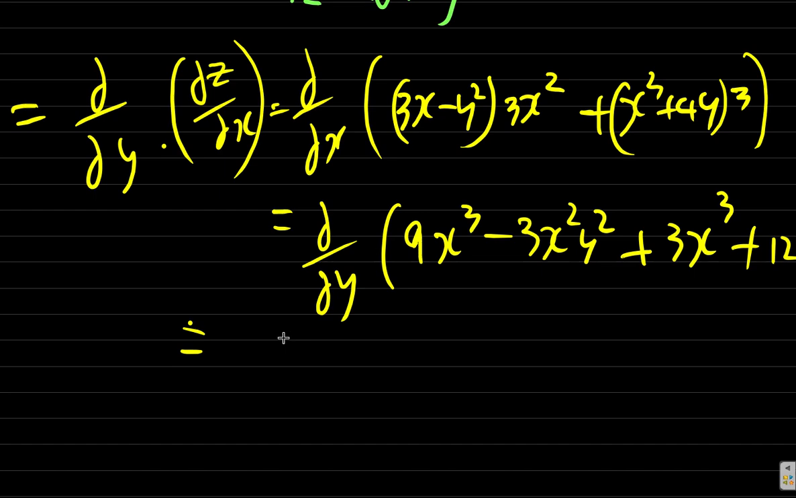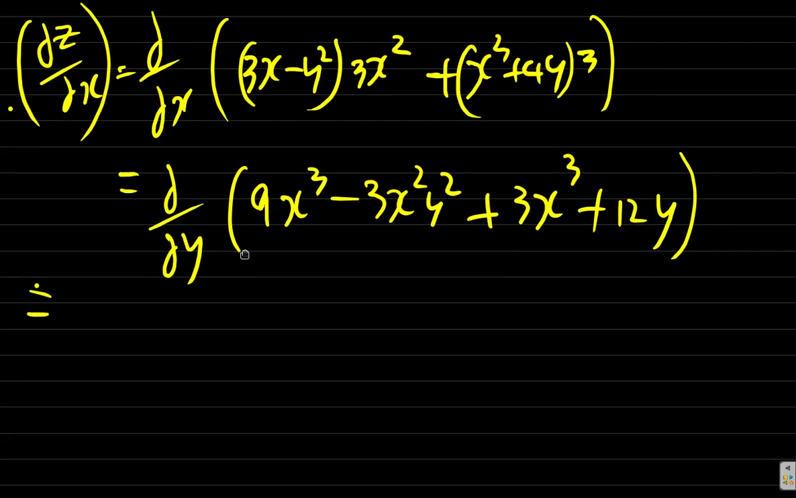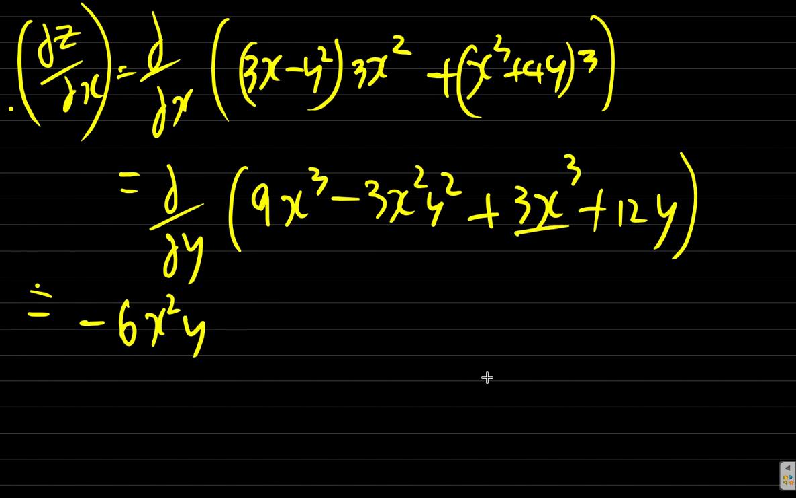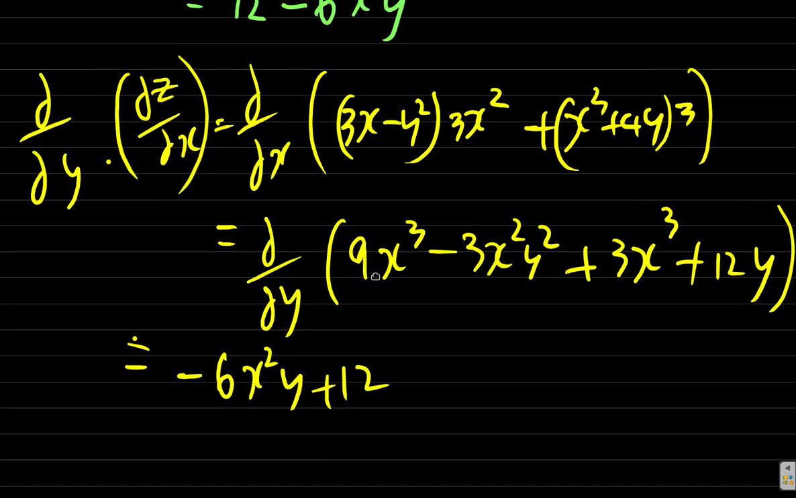This will go to, alright, this will amount to 0. This part, you bring down the 2 in front, multiply by the negative 3, so you get negative 6x squared y. This will go to 0 because x is just treated as a number. I have plus 12.